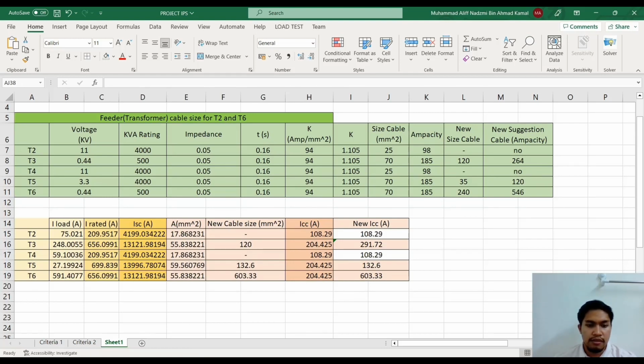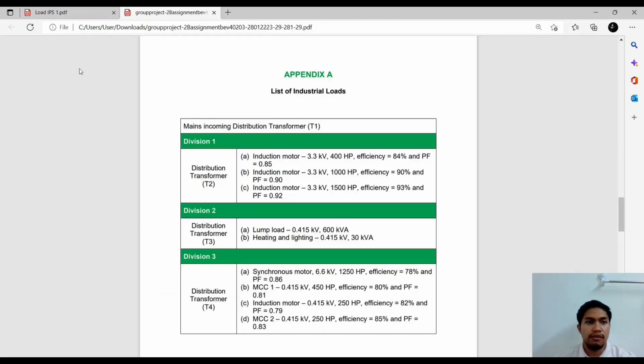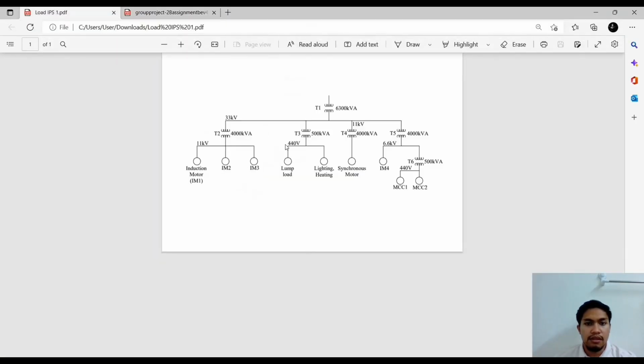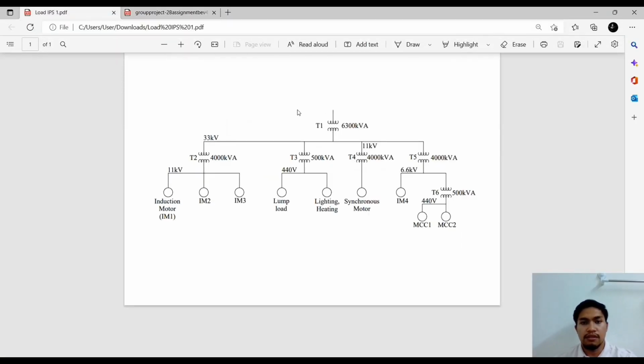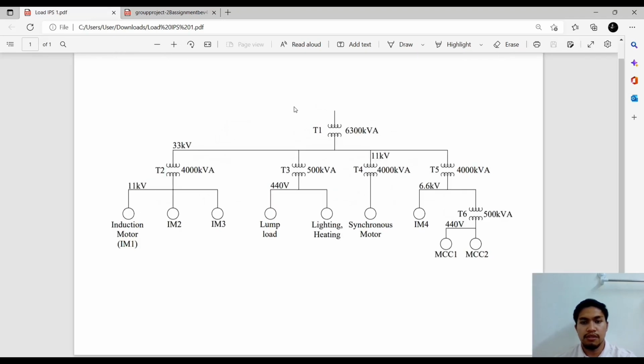And then as a result, we have designed the distribution transformers for the system: T1 using a 6300 kVA, T2 4000 kVA size transformer, and T3 500 kVA, T4 4000 kVA, T5 4000 kVA, and T6 is 500 kVA.